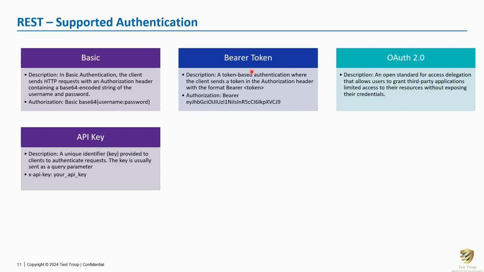The bearer token is another kind of authentication method, a token based authentication where the client sends the token in the authorization header. Okay, basically you will be getting an access token to access a particular service from the service provider, and then you will be passing that token as part of the header. Okay, in the header, you have to use a keyword called bearer, then a space, then the token that is provided to you by the service provider.